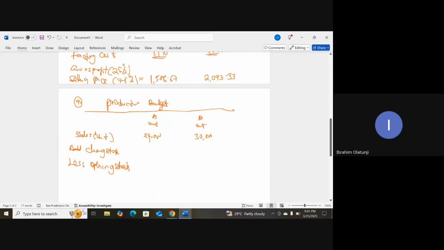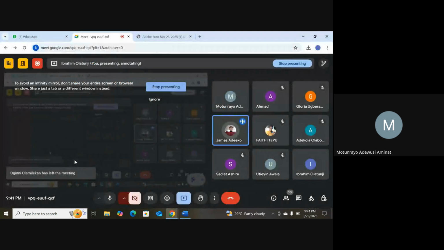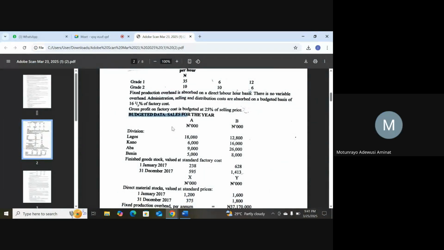Okay. So we can now say add closing stock. Then let's go to the information about our stock. So look at the finished goods stock. The finished goods stock, we have January 2017 and we have December 2017. So January is our opening. Then December is our closing. So we want to add the closing stock.